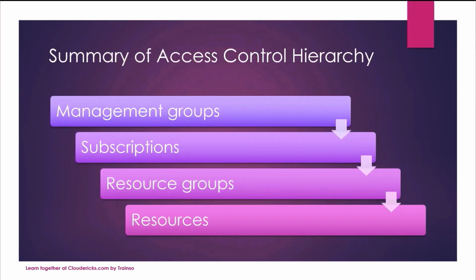This is a summary of access control hierarchy. Management groups contain subscriptions. Subscriptions contain resource groups. Resource groups contain resources. So you can set permissions at any of these levels. You can directly set permission at the resource level. You can set permission at the resource group level. In that case, all resources within that resource group will inherit that permission.